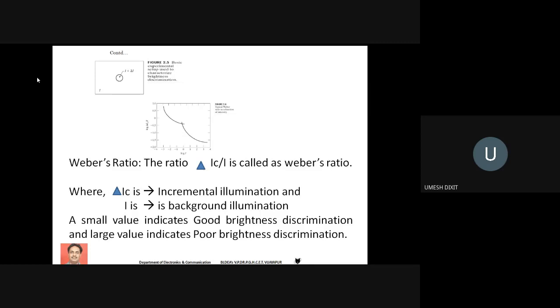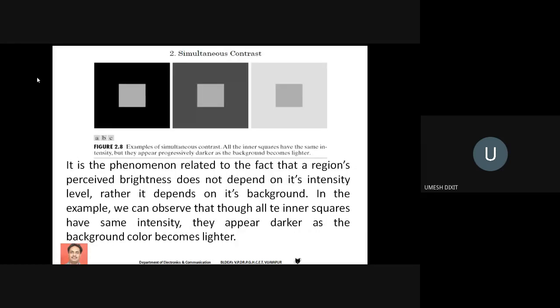Then we have the third term to be discussed in today's class, which is simultaneous contrast. Simultaneous contrast is the phenomenon which indicates that a region's perceived brightness does not depend on its own intensity; rather, it depends on its background. Try to understand, the perceived brightness of any region does not depend only on its own intensity. It also depends on the intensity of the background.